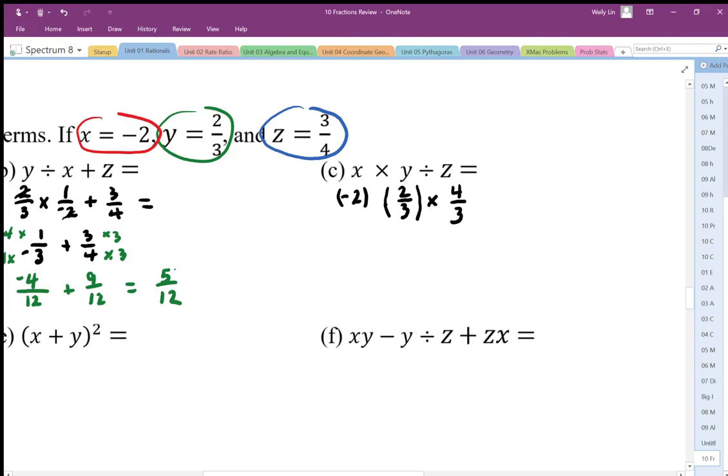Okay, so there's no common factors here. So we're going to end up with times on top, divide on bottom. So it's going to be times, times, times. So we end up with -16 on top, divided by 3 times 3, which is 9.